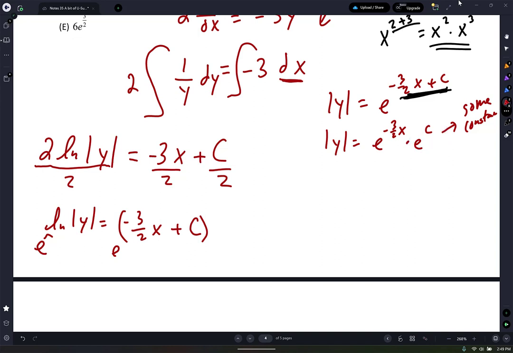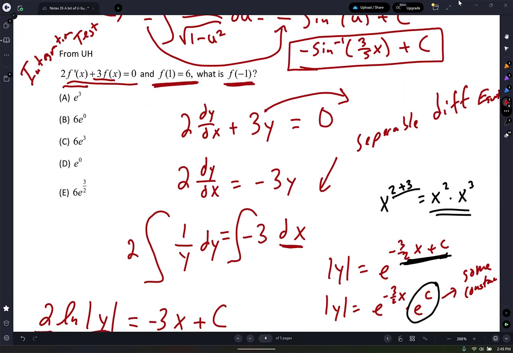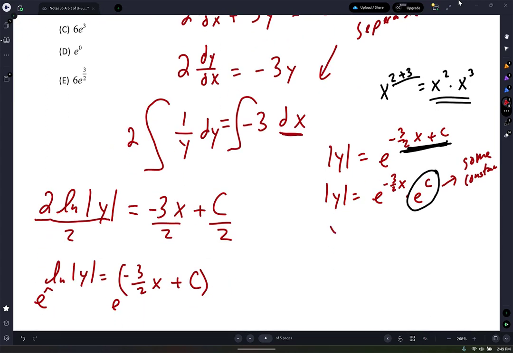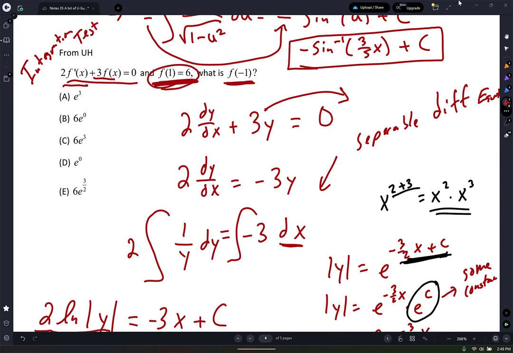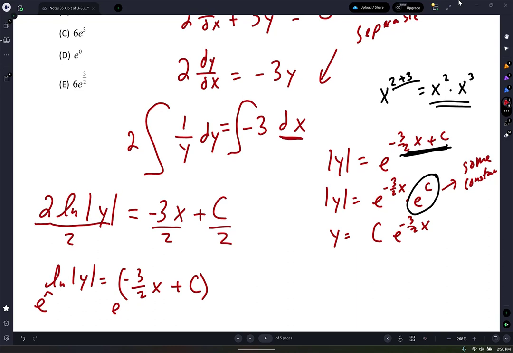But this here is just a constant. The absolute value means it's just positive. When I get rid of the absolute value, I'm letting my situation determine whether it's positive or negative, because the absolute value just means plus minus. I could write y equals plus minus some constant e to the negative 3/2 x. But why do I want to put a plus minus if I can just let my situation determine whether my constant is a positive or a negative? So as soon as you get rid of the absolute value, you can just write a big constant in the front, and that absolute value gets absorbed with the c. My situation will determine whether it's positive or negative.